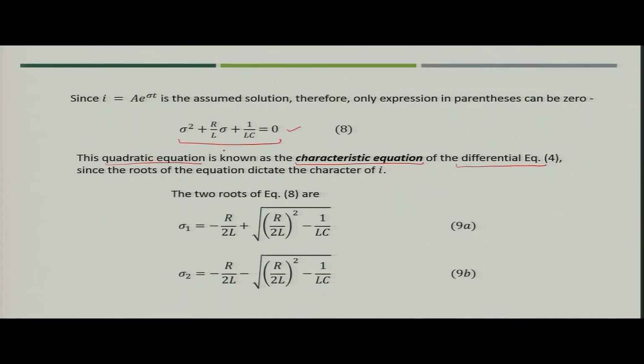Now, if you see, this is a second order equation, so if you solve it, you will find that there will be two roots of this equation.